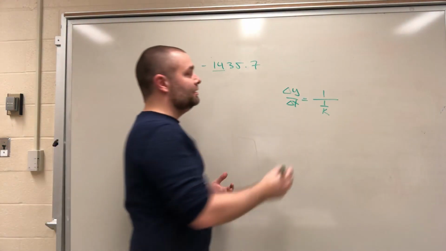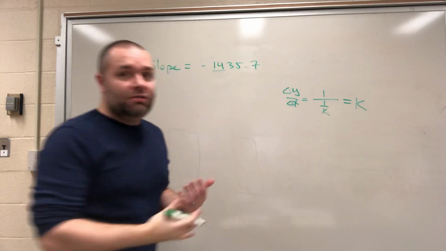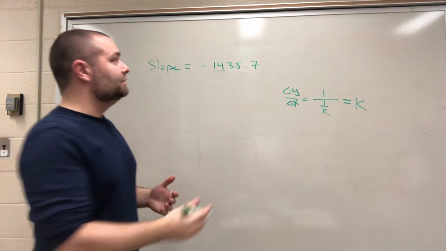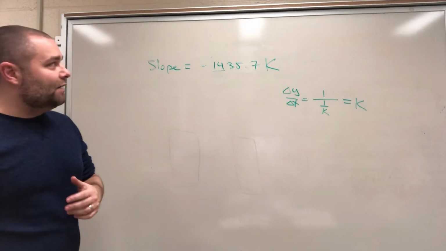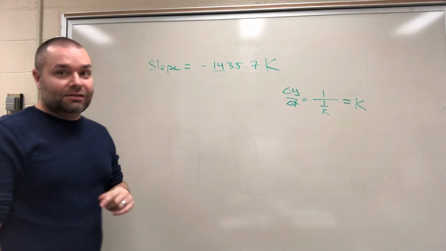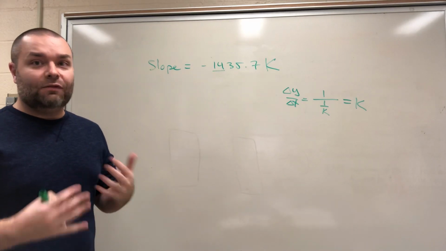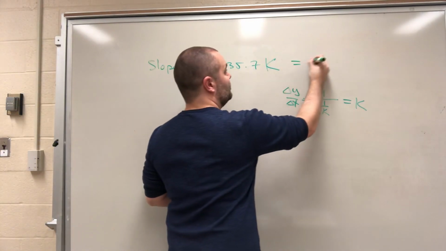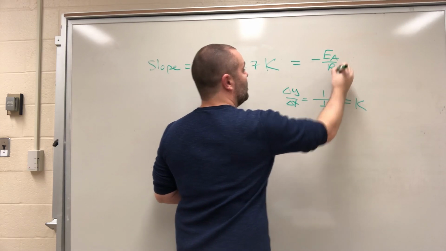It's that something. So if I think about the slope calculation, what makes sense for units is that the units must be Kelvin. So this is minus 1435.7 Kelvin. That's the slope. From our understanding of the linear equation that we wrote down before, this is equal to minus E sub A over R.